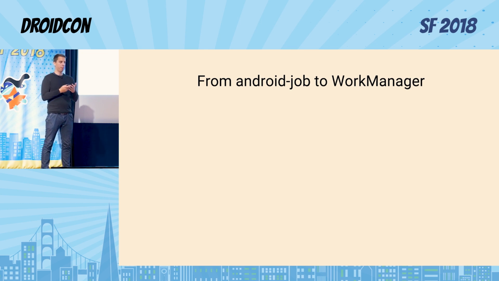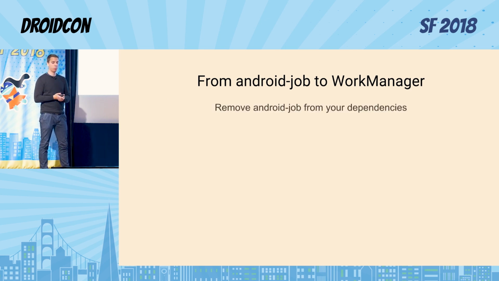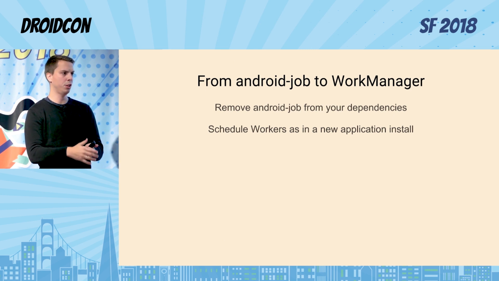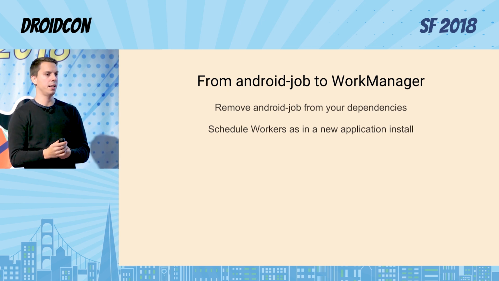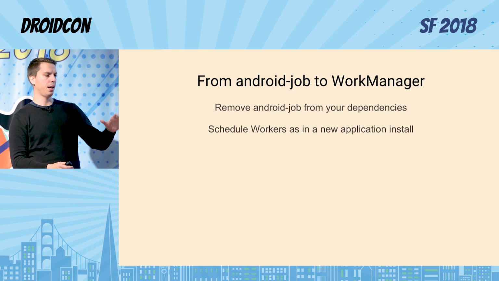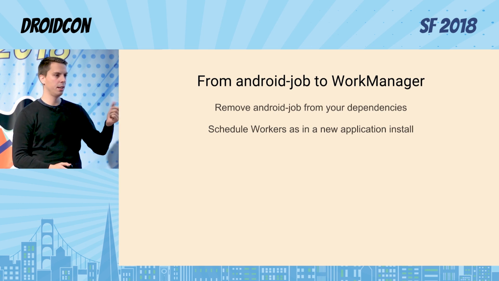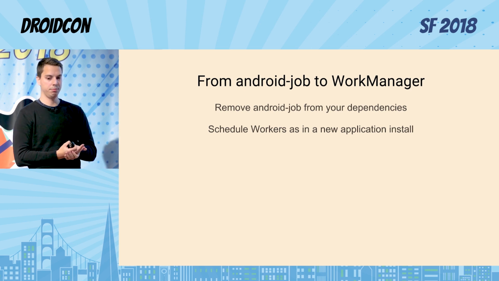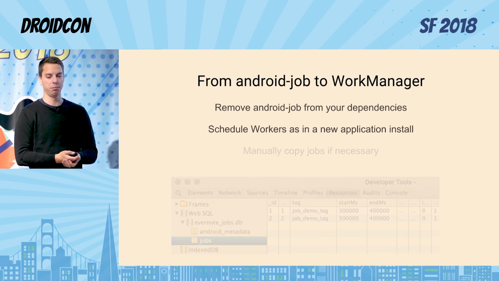But how can you really remove Android Job? If you really want to migrate to WorkManager, of course you have to remove Android Job from your dependencies. My advice for your recurring work is to schedule new workers like on a new application install. If you have something like a sync job that you run every 6 hours, on a fresh application install you would check: is this periodic worker already scheduled? If yes, then do nothing, otherwise schedule this periodic worker. You do the same thing when you remove Android Job. With your new workers, you just check this condition.